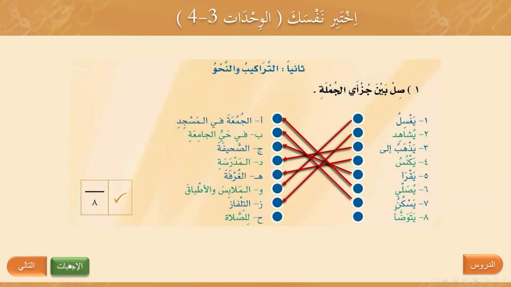And then we have يتوضأ, he makes wudu. يتوضأ للصلاة, he makes wudu to perform salah. So here we have 8 questions, and now we have connected the first part to the second part, and I hope that you have full marks.